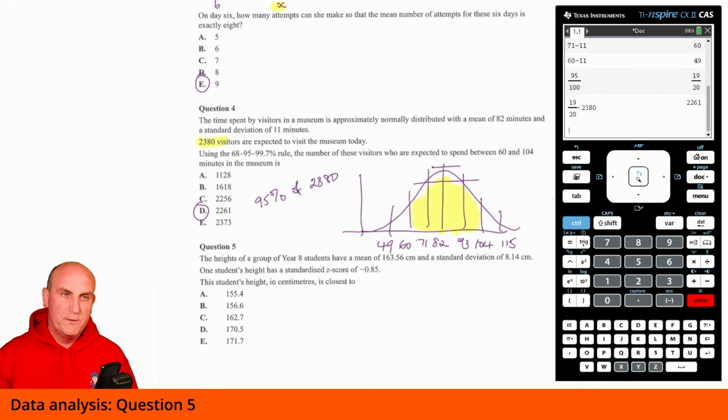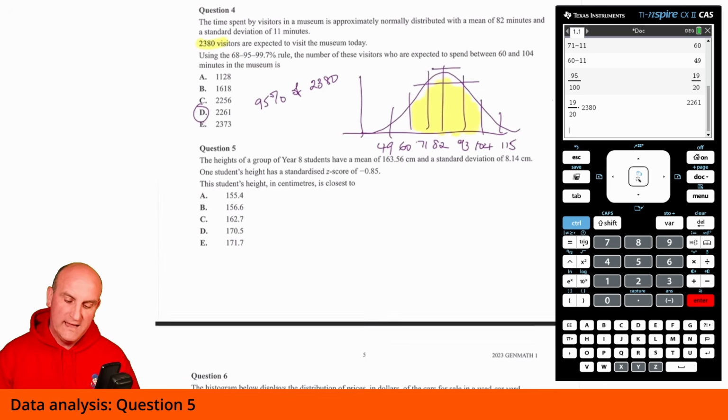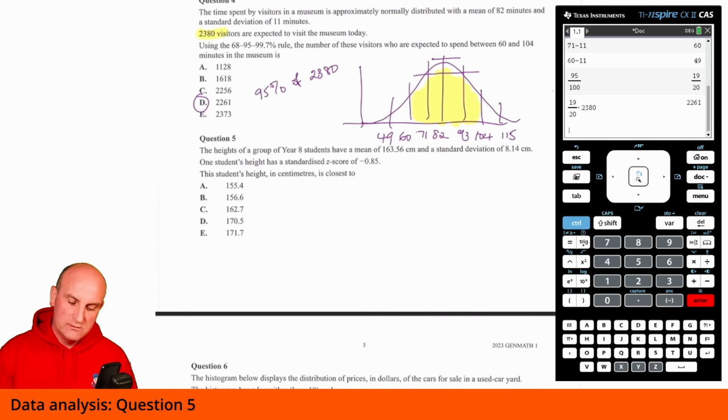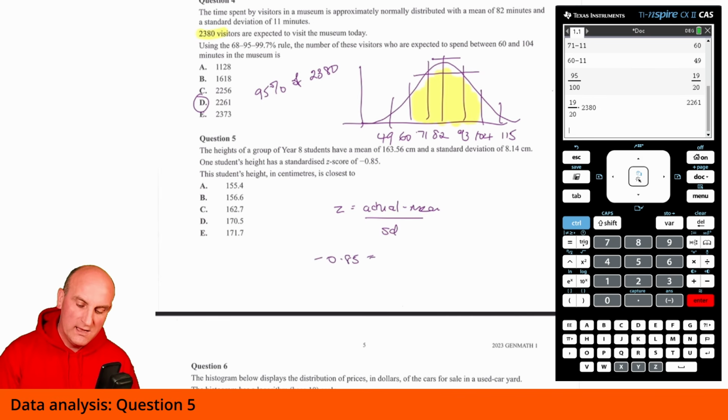The height of a group of year 8 students has a mean of that, a standard deviation of that, and a z-score of that. Okay, nice and easy. So z-score is equal to my actual minus my mean divided by my standard deviation. So they had a z-score of minus 0.85. Actual I'm going to call x. My mean I knew was 163.56. Divide that by my standard deviation of 8.14.